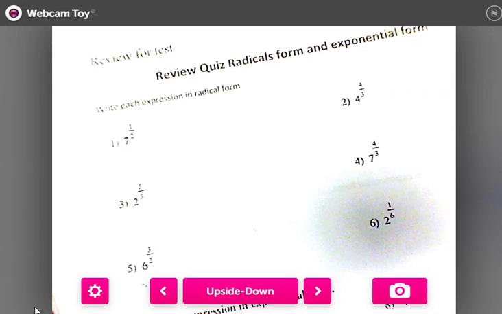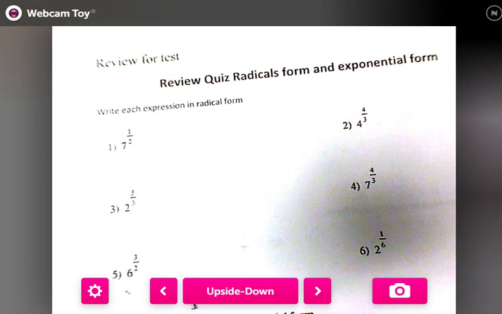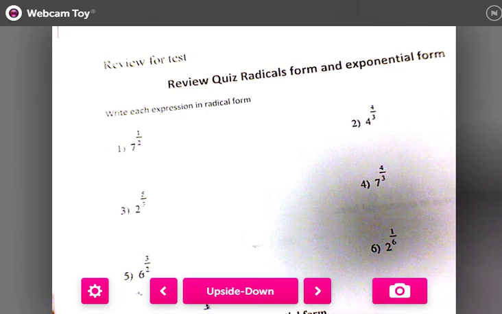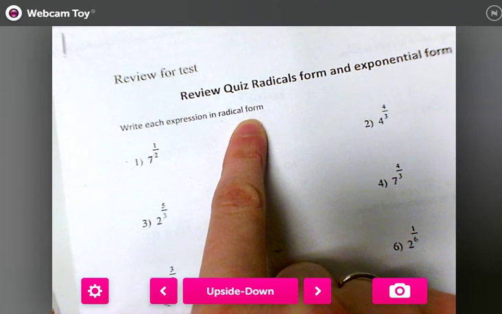It's recording. Okay, so we are reviewing for our test on radicals and exponential forms. It will be Wednesday, okay? So let's make sure we can do this. We're going to write each expression in radical form. It's been a long time since we did this.